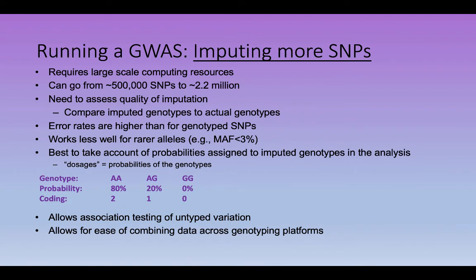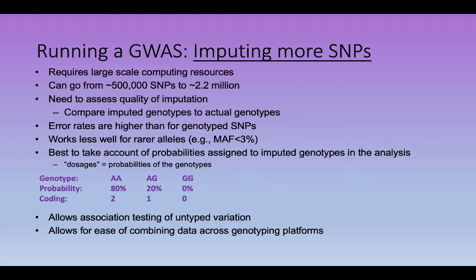So, as we've gotten better at GWAS, we've tried to impute more and more SNPs. And as we've done that, this has required us to have fancier and fancier computers because we've gone from maybe 50,000 SNPs to a million, then to 2.2 million. And in addition to just taking imputation as a fact, we've also done a whole lot more work on assessing the quality of imputation.